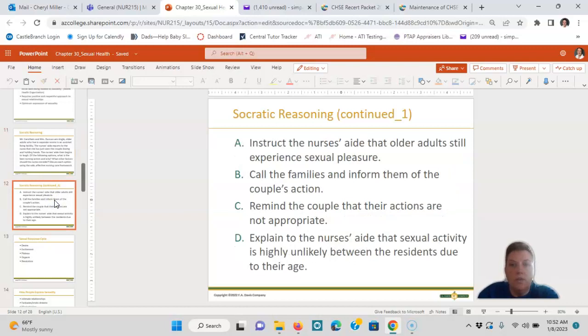So, instruct the nurse aide that older adults still experience sexual pleasure. Call the families, inform them of the couple's actions. Remind the couple that their actions are not appropriate. Or explain to the nurse aide that sexual activity is highly unlikely between residents due to their age. What do you think you should do?